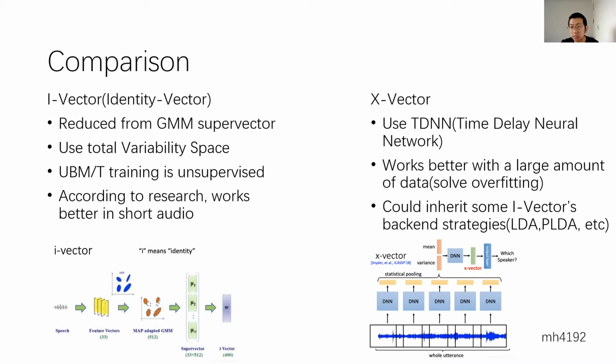And for the X vector, we know that it is a state-of-the-art strategy in speaker recognition. It could use a TDNN to extract them. It works better with a large amount of data, since the neural network should overcome overfitting by using more data, and it could inherit some of the I vector's backend strategies. Then we're going to try to use these vectors from speaker recognition in speech recognition.